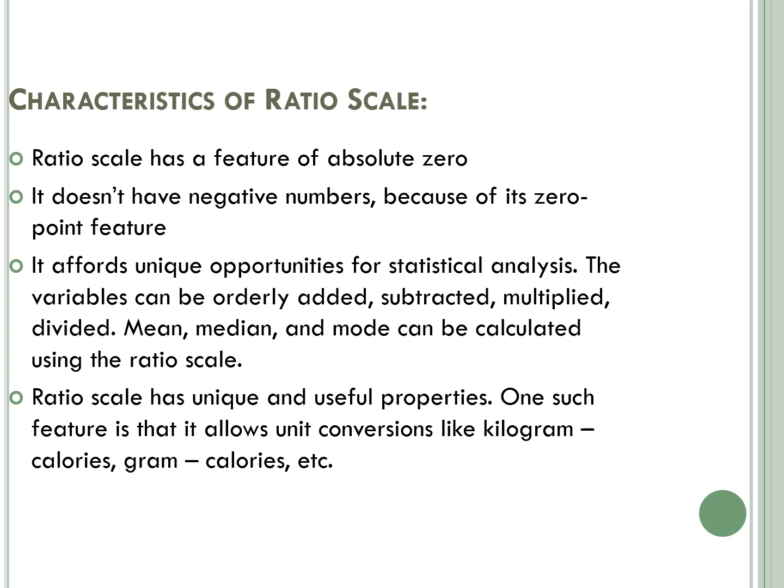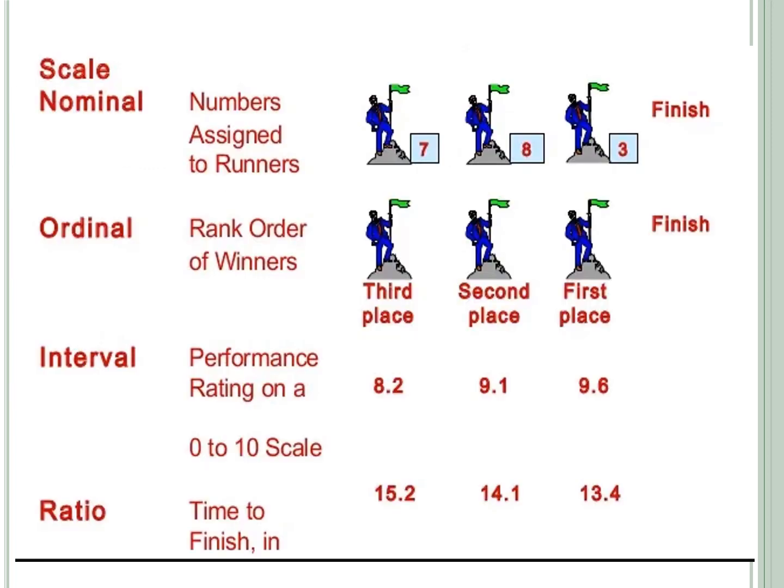Characteristics of a ratio scale. Ratio scale has a feature of absolute zero. It does not have negative numbers. Because of its zero point feature, it offers unique opportunities for statistical analysis. The variables can be orderly added, subtracted, multiplied, and divided. Mean, median, and mode can be calculated using the ratio scale. Ratio scale has unique and useful properties. One such feature is that it allows unique conversions like kilograms to calories, grams to calories, etc.